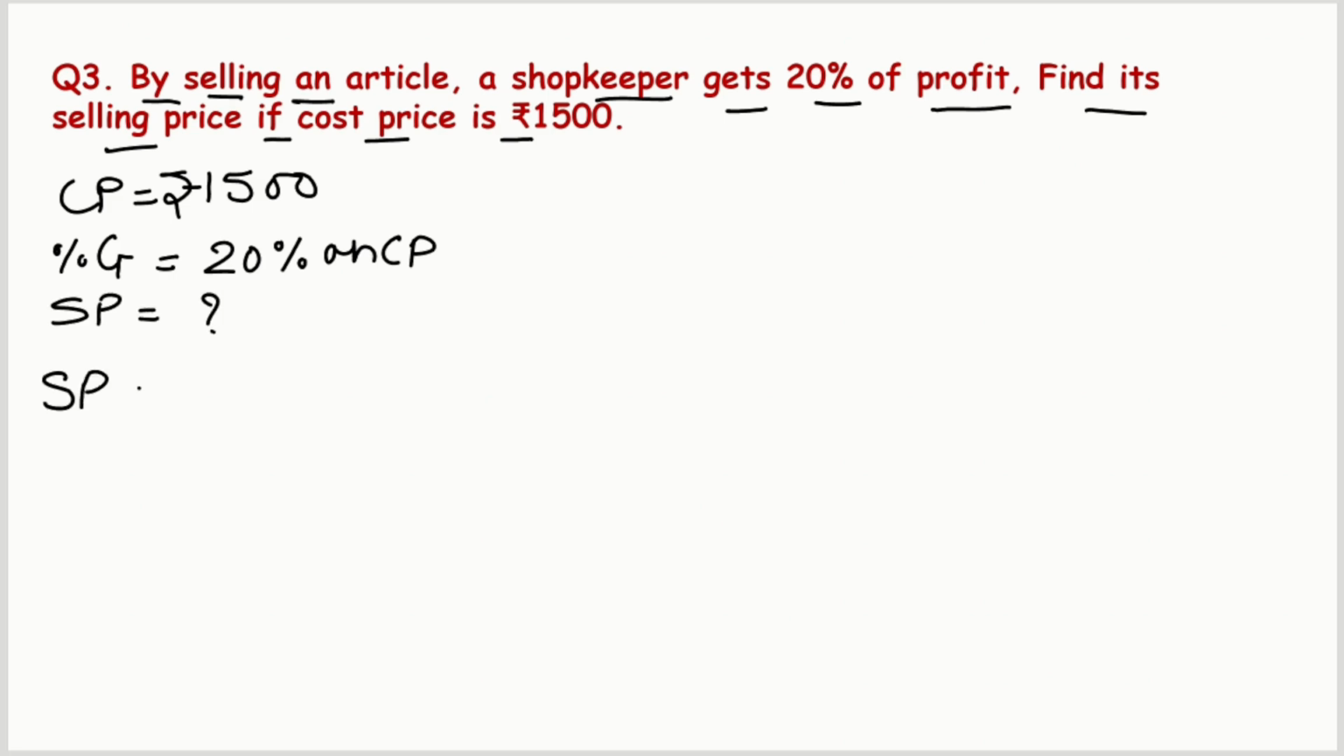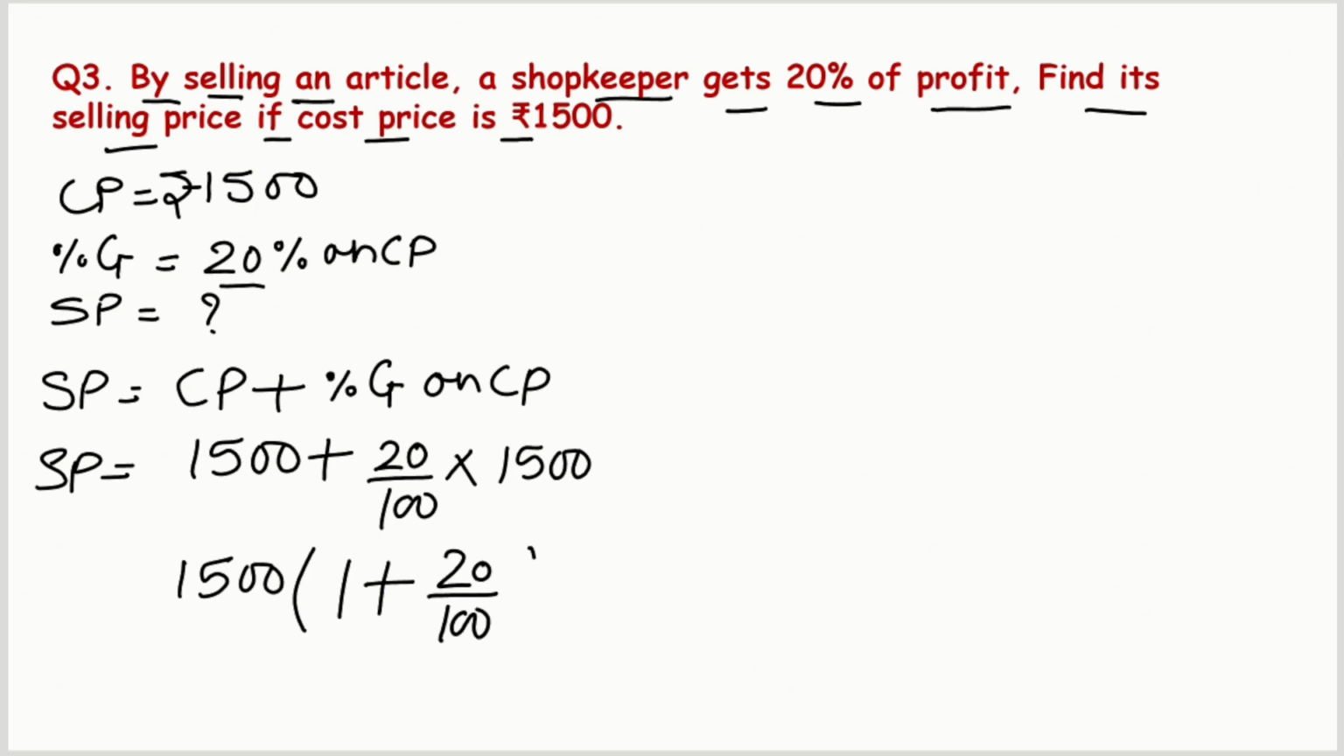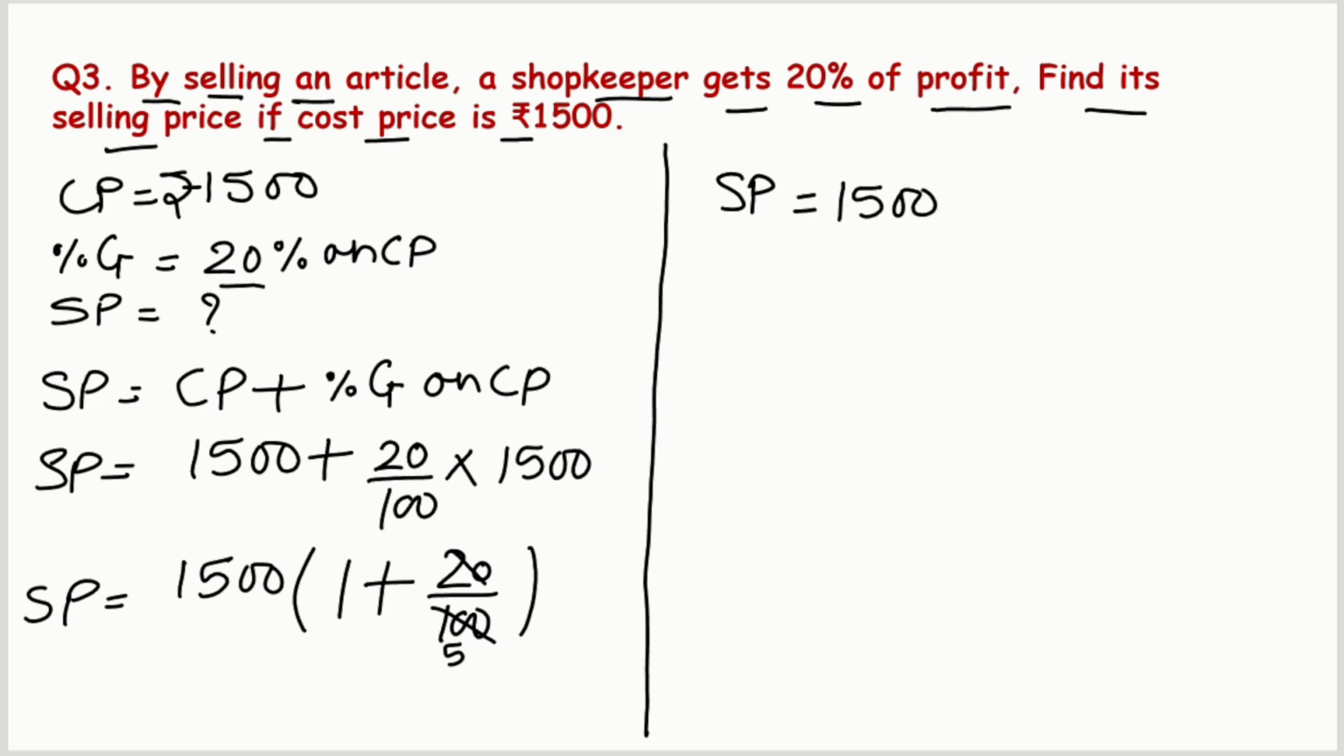So the SP is CP plus percent gain on CP. Now SP is equal to CP, which we are given as 1500, plus percent gain, which is 20% times 1500. Now 1500 we can take common. Here we will have 1 plus 20 over 100. Here I can cancel 20 and this 5. So SP is equal to 1500 times (1 plus 1 over 5).